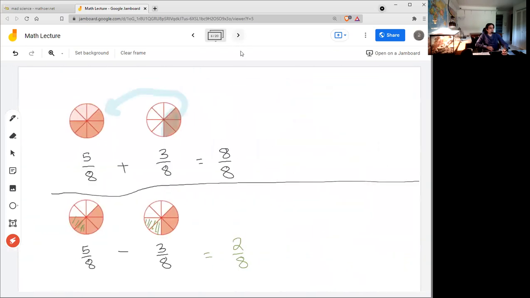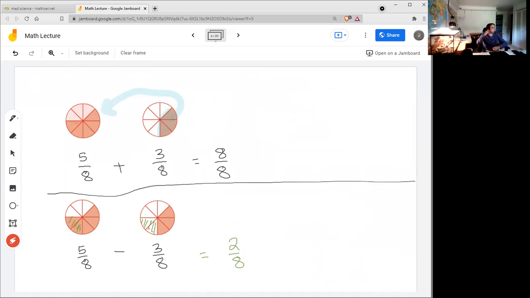So when I now want to talk about fraction addition, now the denominators are just thinking about what I have. Let me erase this part. I have 5/8. 1, 2, 3, 4, 5, and I want to add 3 more. So I'm going to pick up those and put them over here. And now I have a whole pie. I have 8/8.